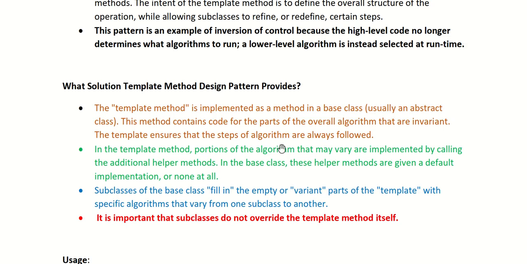So what solution does the template method design pattern provide? The template method is implemented as a method in a base class, usually an abstract class. This method contains code for parts of the overall algorithm that are invariant. So do understand this concept. This template method contains code for the parts of the overall algorithm that are invariant. So take an example, the example of building a report.